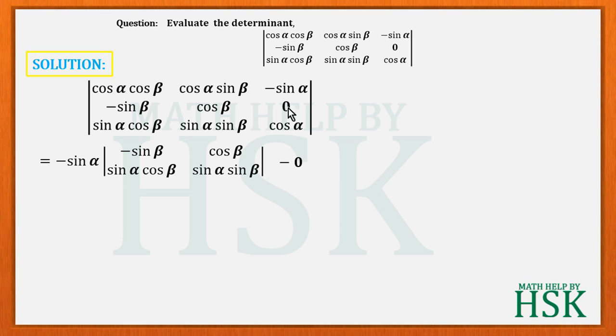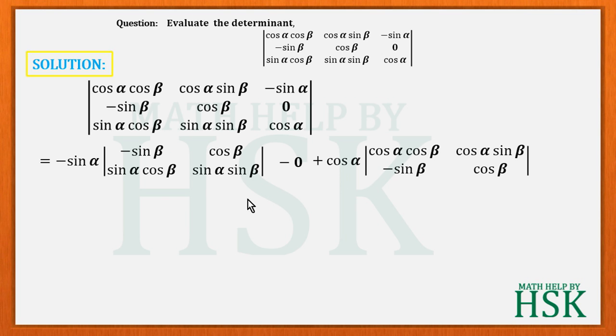Minus 0 times the determinant obtained by removing this row and this column. So ultimately we are going to get a 0, so I'm not going to write anything. And plus cos alpha times the determinant cos alpha cos beta, cos alpha sin beta, minus sin beta cos beta.